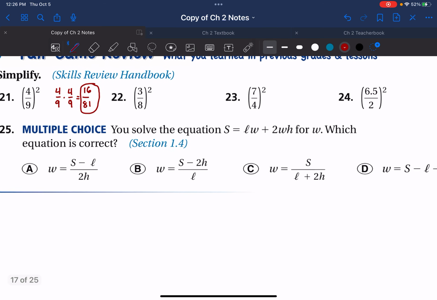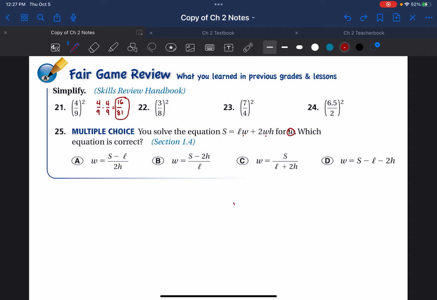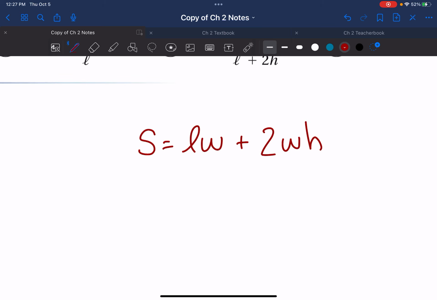25 is a little interesting. Solve the equation S equals LW plus 2WH for W. We're trying to get W by itself. This one is a little strange because there's 2 W's in there, and you can't combine them because there's a plus sign in the way, right? So I'm going to rewrite it down here below. We got S equals LW plus 2WH. I want W by itself.